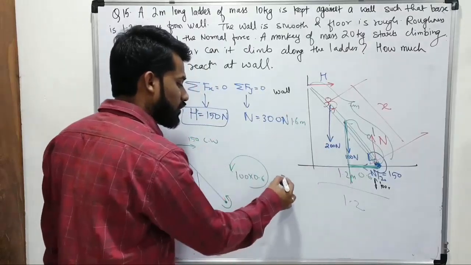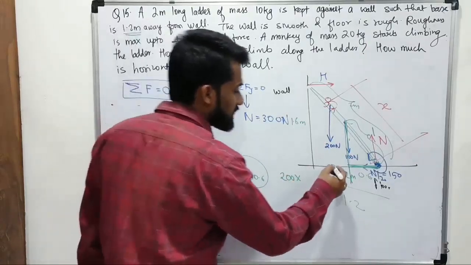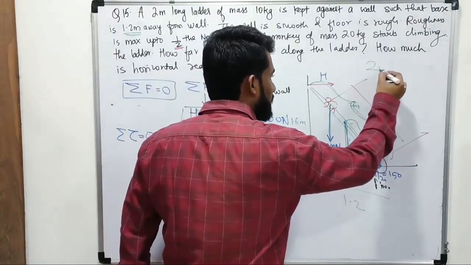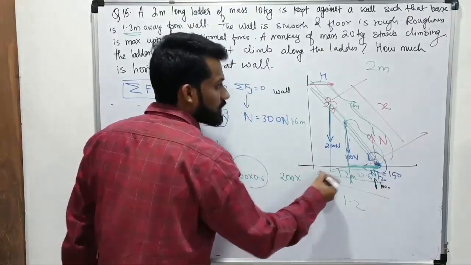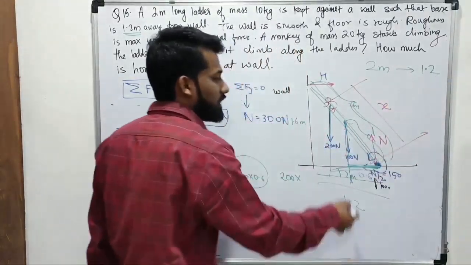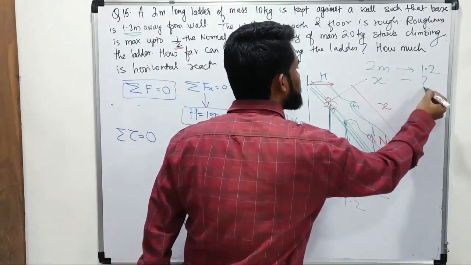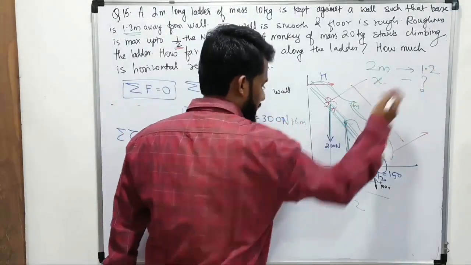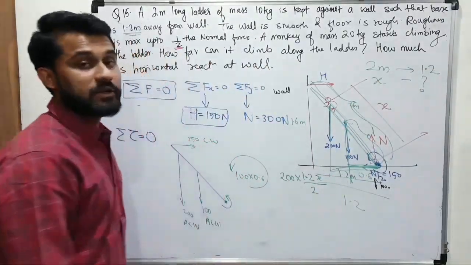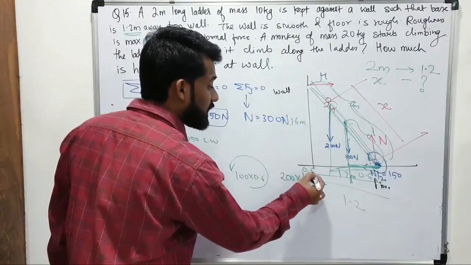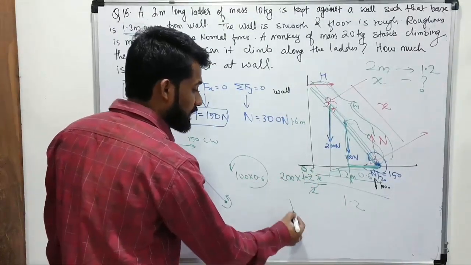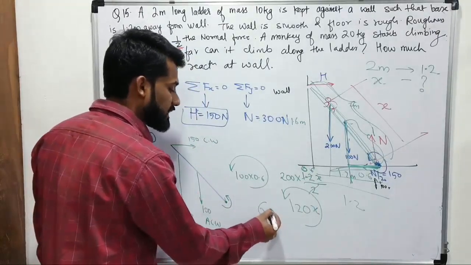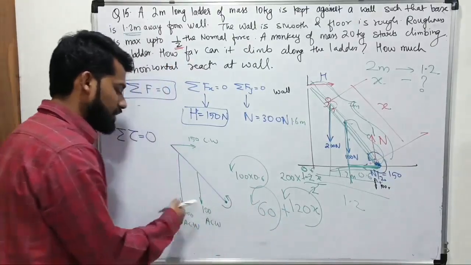How to calculate 200 ka torque? 200 into what will be this distance? This distance. So अगर 2 मीटर के लिए, whole length is 2 meter, then the total distance is 1.2. If the whole length is only x, what will be this distance? It will be cross multiply. It will be 1.2 x by 2. That is 0.6x. And on multiplying this, you will get 120x. And this torque is also in anti-clockwise sense. This is 60. This is also in anti-clockwise sense. These two torques are in anti-clockwise.